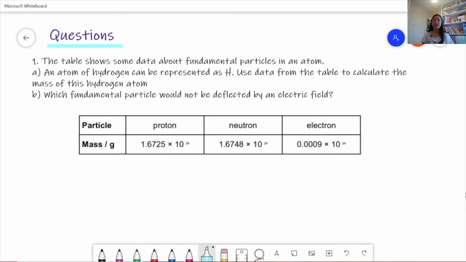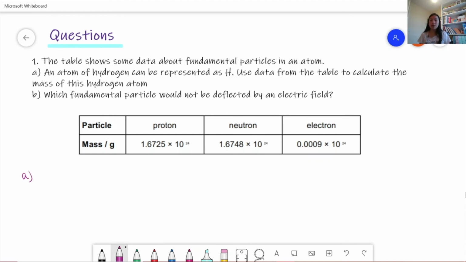So now we're going to have a look at some questions. For question 1, the table shows some data about fundamental particles in an atom. For part A, an atom of hydrogen can be represented as H. Use data from the table to calculate the mass of this hydrogen atom. What we need to do is look at the periodic table and see how many protons, neutrons, and electrons are in a hydrogen atom.